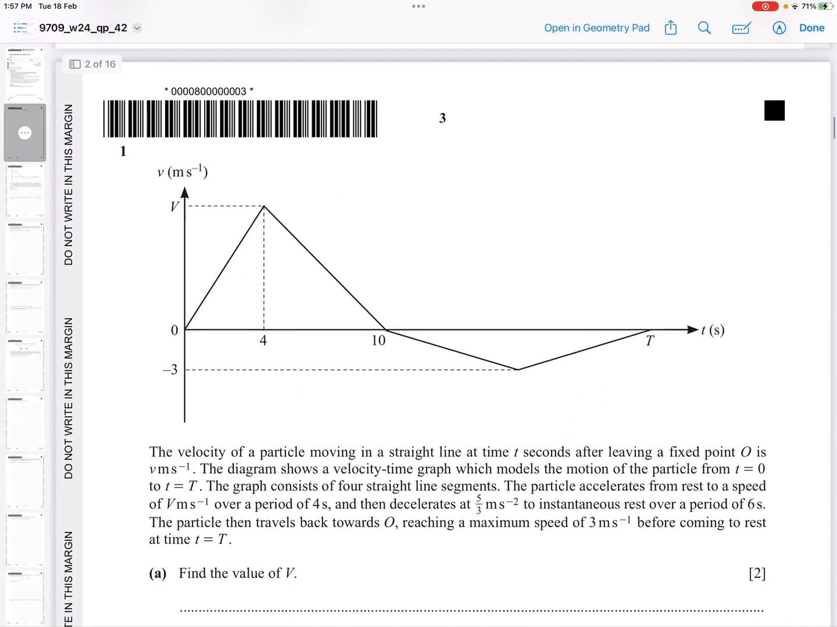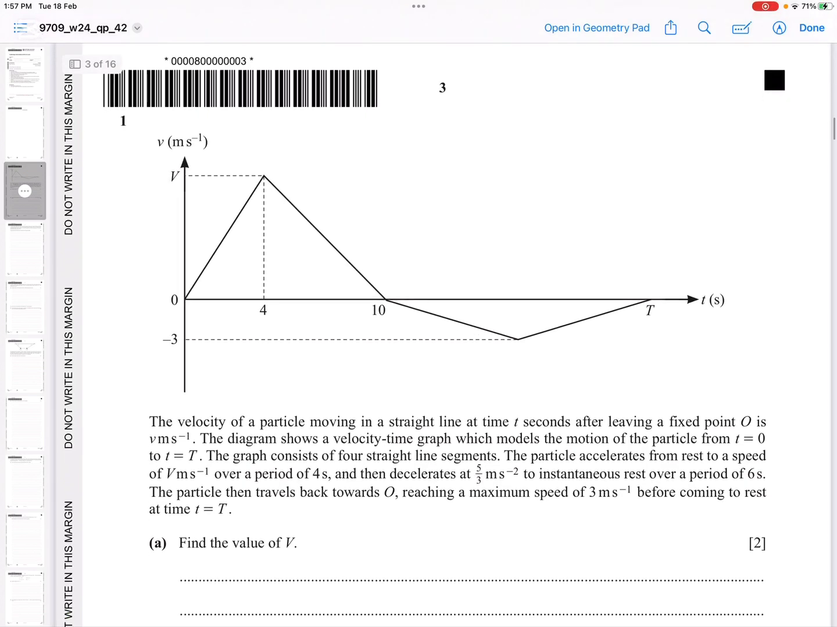In our first question, it says the velocity of a particle moving in a straight line at time t seconds after leaving a fixed point O is v meters per second. The diagram shows a velocity-time graph which models the motion of the particle from t equals 0 to t equals capital T. The graph consists of 4 straight line segments.